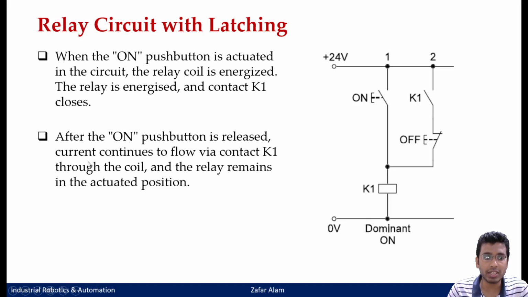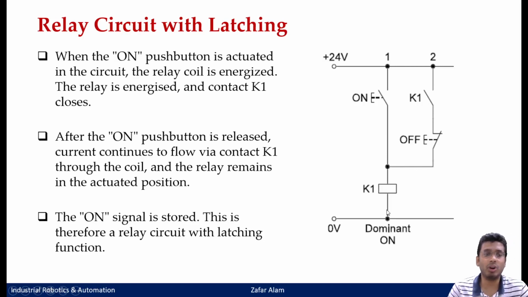After the ON push button is released, the current continues to flow via the contact K1 through this coil. Initially when you close this push button, the circuit is complete and relay K1 gets energized, due to which the open contact of K1 gets engaged and current starts to flow from this side. Even if the ON push button is disengaged, you still have current flowing here, and hence this ON signal is stored. This is therefore known as a relay circuit with a latching function.